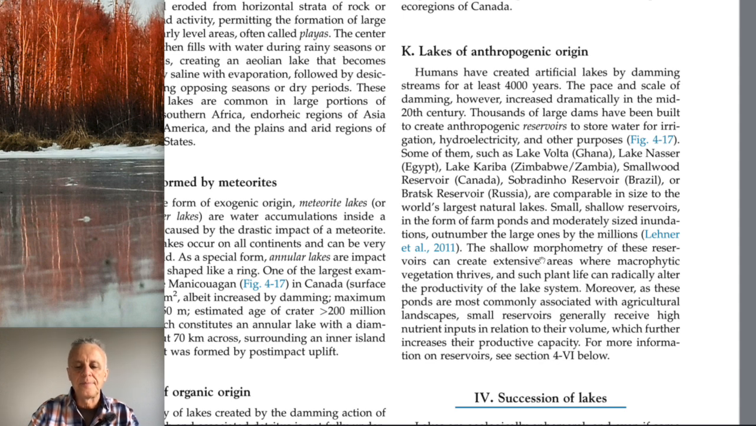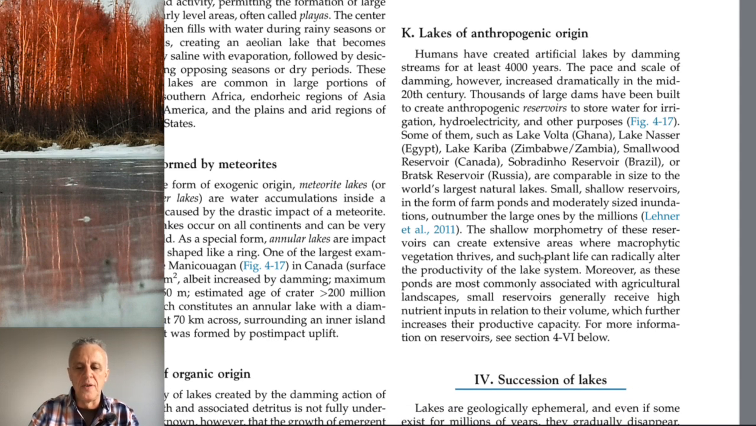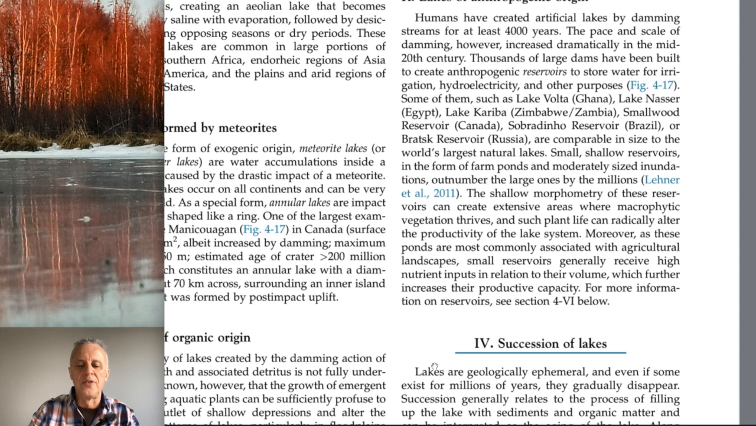The shallow morphometry of these reservoirs can create extensive areas where macrophytic vegetation thrives, and such plant life can radically alter the productivity of the lake system. Moreover, as these ponds are most commonly associated with agricultural landscapes, small reservoirs generally receive high nutrient inputs in relation to their volume, which further increases their productive capacity. For more information on reservoirs, see section 4-6 below.